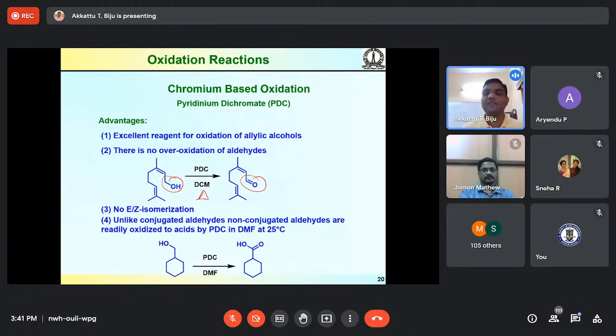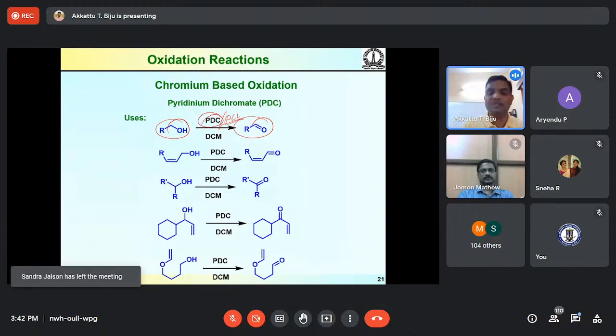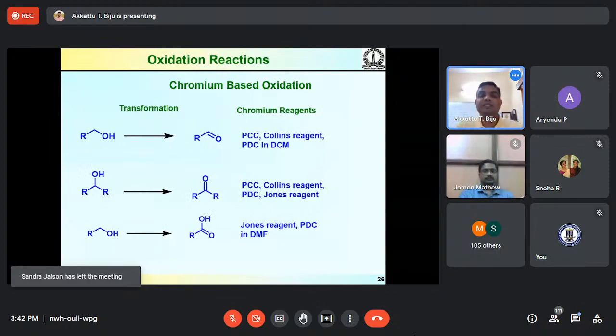So PDC and PCC are very selective, and you can convert the alcohol to the aldehyde without further oxidation. So there is another advantage because there is no acidic impurity present in the reagent. So it can either be PCC or PDC, but people prefer PDC over PCC because of its water soluble nature. So that makes it much easier.